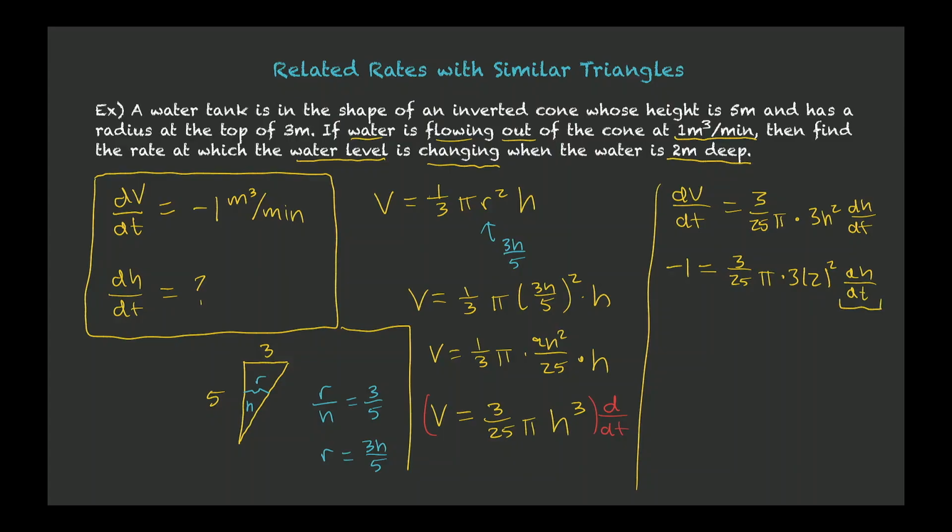All right, so now it's just a matter of arithmetic. So we're going to get -1 is equal to, and if we multiply all these numbers together, we're going to get 36 pi over 25 times dh/dt. Okay, and then multiplying by the reciprocal to both sides, we'll get that dh/dt is equal to -25 over 36 pi. And now we can attach the units, which is going to be the units of height is meters, and the unit of time in this problem is minutes. So there is our final answer.